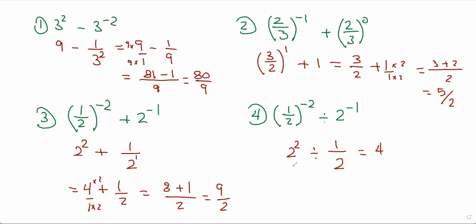And 4 divided by 1/2, keep, switch to multiplication, flip to make it 2 over 1, and you don't need to write the 1 down there. So 4 times 2 is 8, and that's that.